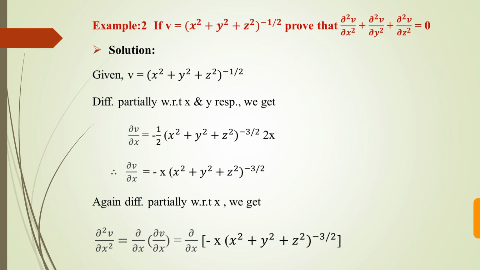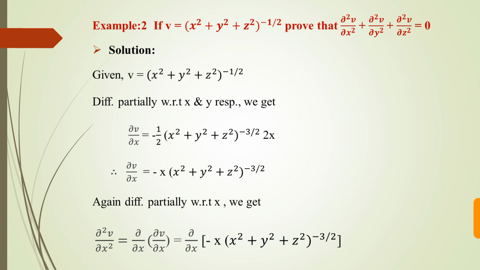Okay, and therefore this can be written as ∂v/∂x is equal to -x. In the above steps these two and these two get cancelled and it will become only -x into (x² + y² + z²)^(-3/2). Now again differentiate partially with respect to x and we get ∂²v/∂x² is equal to the derivative of -x into (x² + y² + z²)^(-3/2).